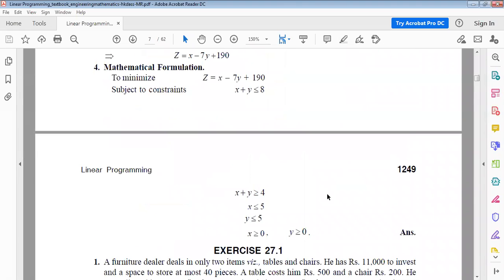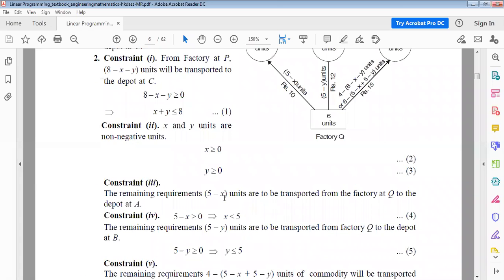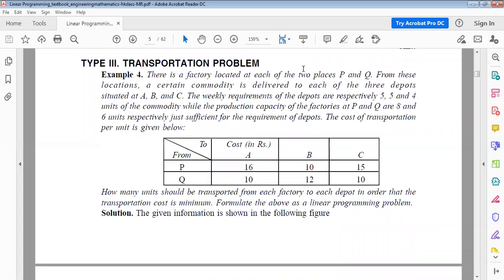Just arranging this, the cost will be the objective function, and these will be the constraints. There are four constraints and one is the non-negativity restriction. So this whole thing makes a linear programming problem for the given transportation problem.